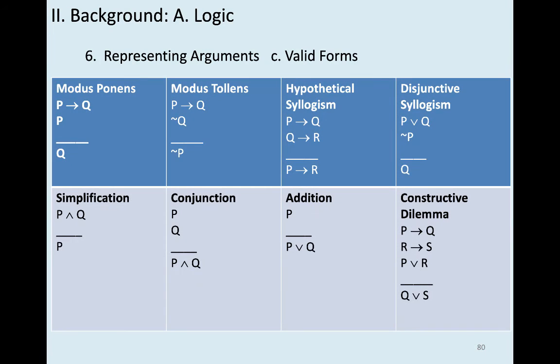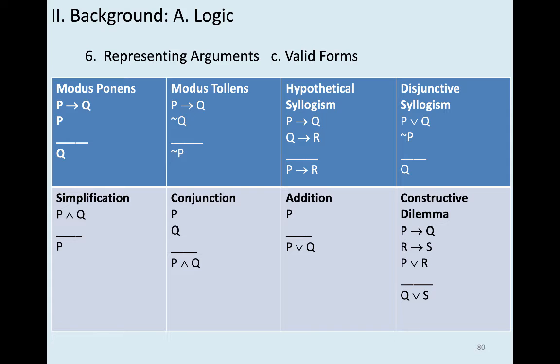Now, valid forms. Here are some valid forms of argumentation. That is, these are forms of argumentation such that the premises guarantee the conclusion. They're good forms of argumentation. It doesn't mean the premises you're using are true, because P or Q might stand for a false premise, for example. It means that the form of the reasoning is good. So if the premises are true, then the conclusion is true. Some of these forms people have an easy time understanding, and some people have a harder time understanding.